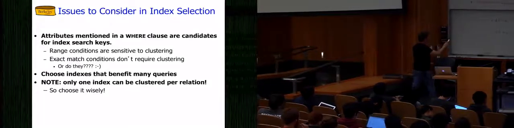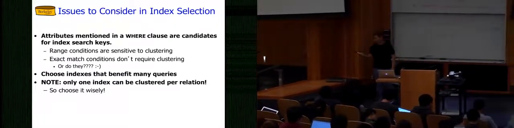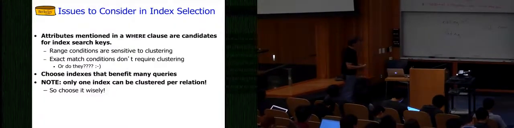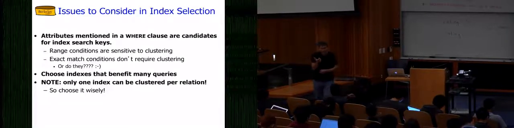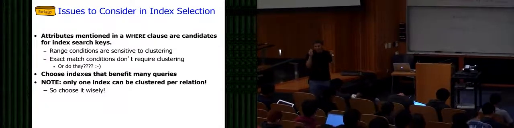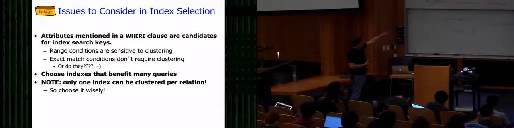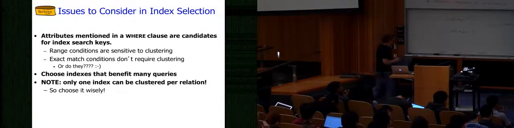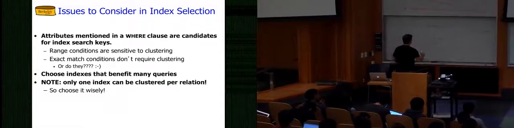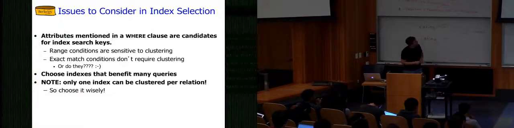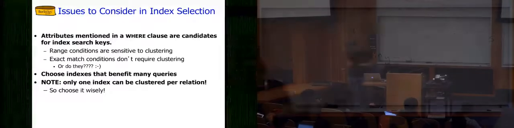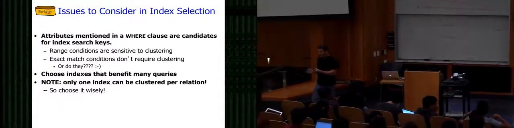Remember, you only get to sort the heap file one way, so you can only cluster on one index. So it's kind of a big decision. Exact match conditions do require clustering is the answer to this, if they're not on key columns. All right. Obviously, you'd like to get more bang for your buck, so the utility of an index is the number or the importance of the queries, the many queries that it may help with. All right, but choose your clustering wisely.